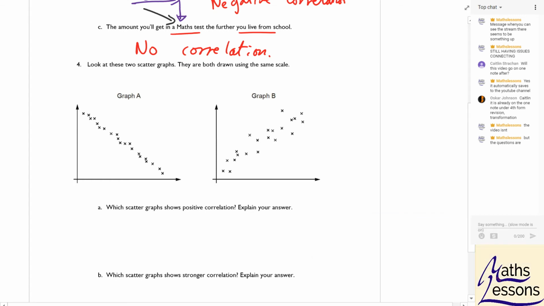Right, let's just pause that there. We're having problems with the stream health by the looks of things. Let me just check my connection.